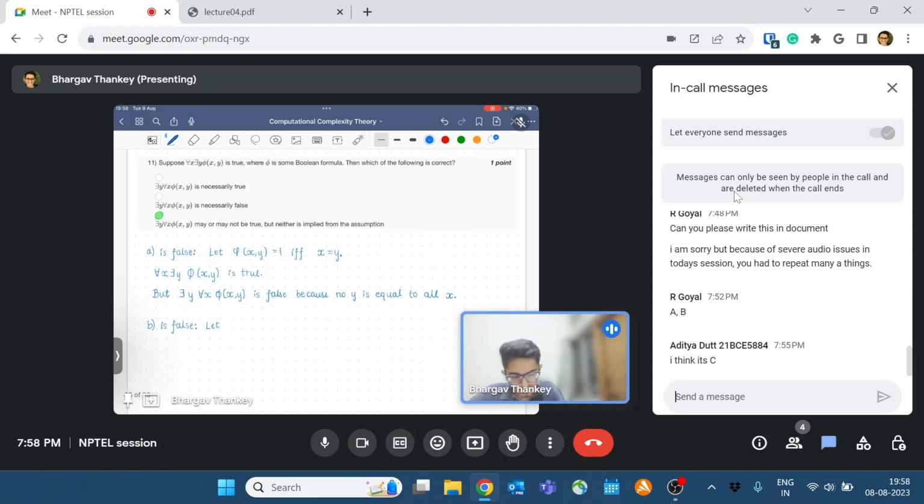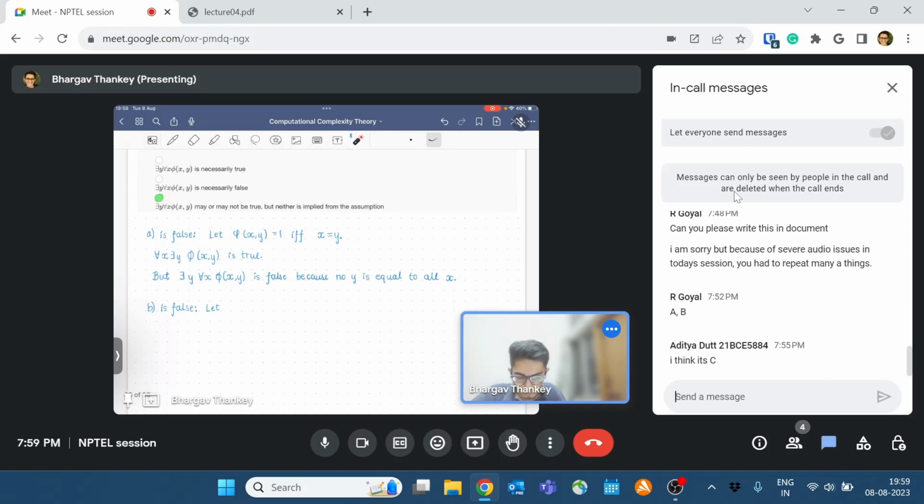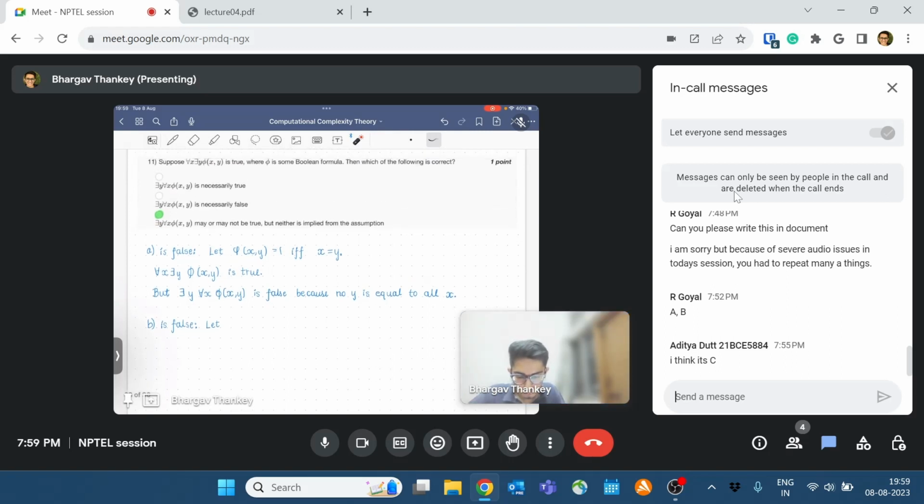Yeah, so what I'm saying is, these two are the same. Over here, we proved that there exists a phi for which this is not true. So can you now show me a phi for which this is false? That is, can you show me a phi for which there exists y for all x, phi x y is true?